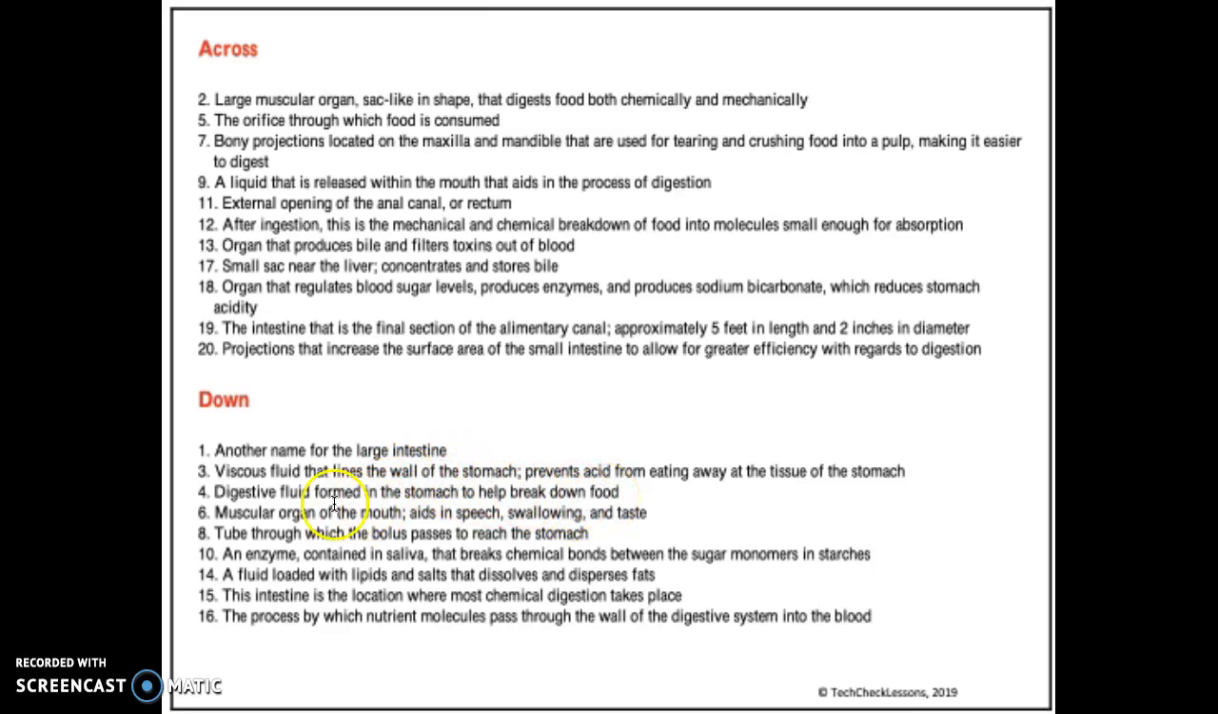Number 6, muscular organ of the mouth aids in speech, swallowing, and taste. What are we using to swallow? Our tongue, right? So that is the muscular organ.